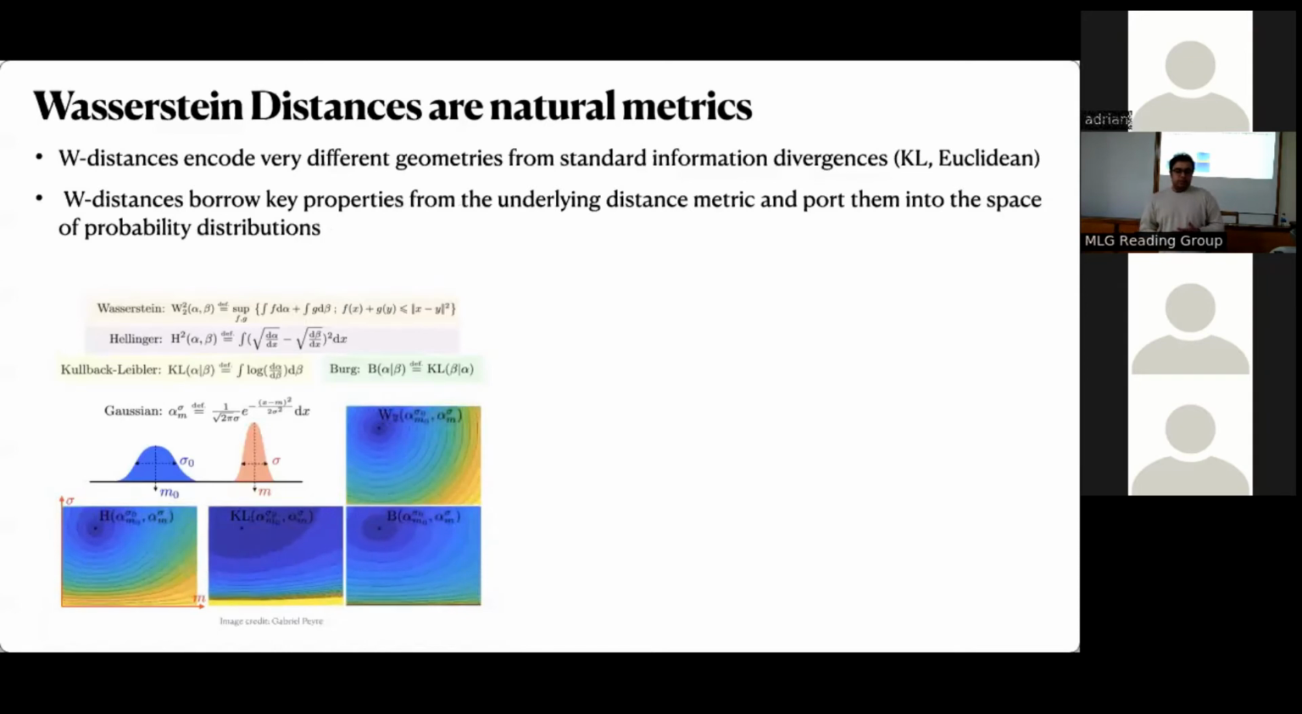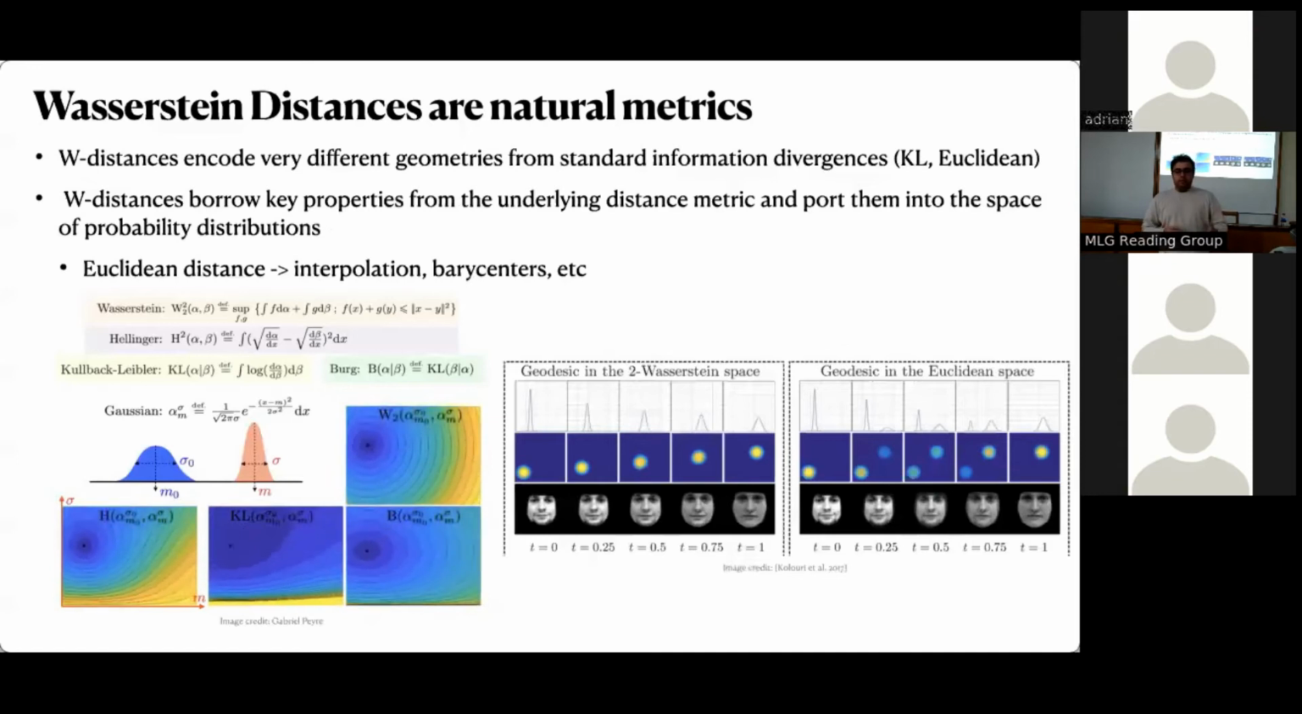The other nice property that Wasserstein distances have is that, again, they borrow properties from the underlying distance metric. So if you're using the Euclidean distance to define your Wasserstein distance, then you end up with the ability to interpolate between distributions the way you could interpolate between points. You are able to calculate weighted sums of distributions in a meaningful way, what are known as barycenters.